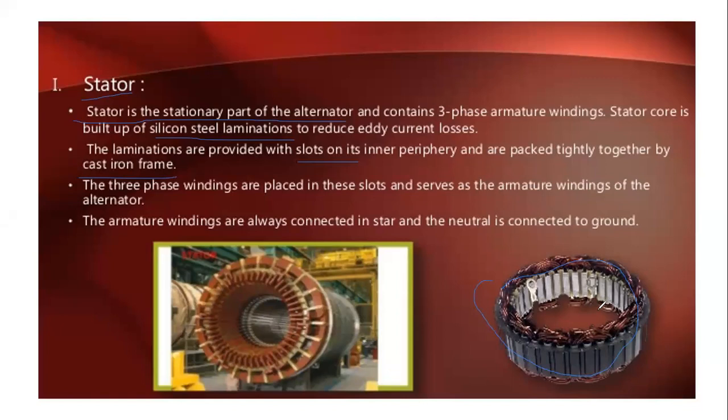The three-phase windings are placed in these slots and serve as the armature winding. The armature windings are connected in star connection and the neutral is grounded. This is the practical view of that stator, and this shows the number of laminations.